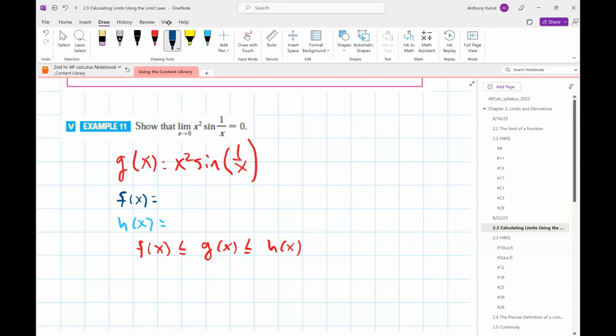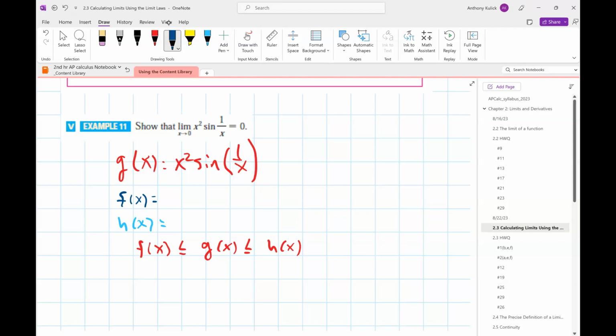So when I look at the g of x, I see two parts to it. I see an x squared, and I see a sine of 1 over x. Everybody agree with that? Let's think about the graph of x squared. Is that graph bounded in either direction? It's certainly not bounded above, right? It's going up forever to infinity.